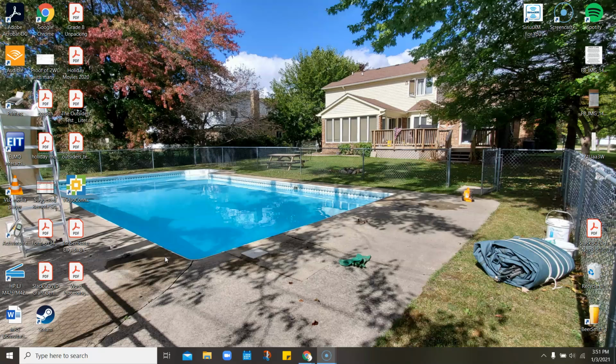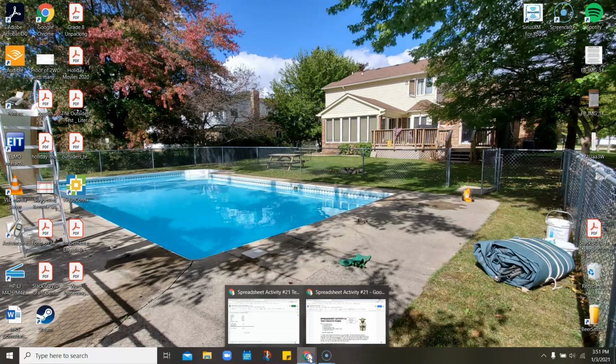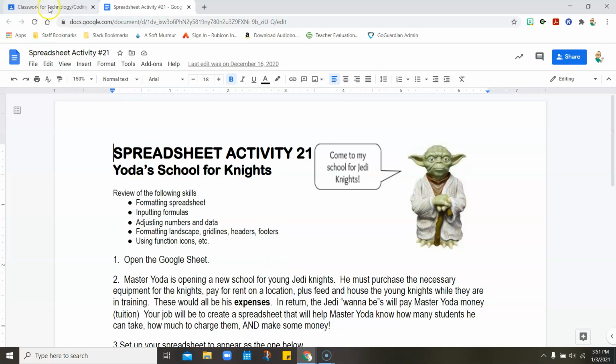Don't ask me why. It's because there's some really weird stuff in some of the spreadsheets that I don't think are necessary for us to go over. So that's why the numbers are kind of goofy. But anyway, it doesn't really make much of a difference. All right, so we are going to be doing spreadsheet activity number 21, and we're going to go ahead and open that up on our computer.